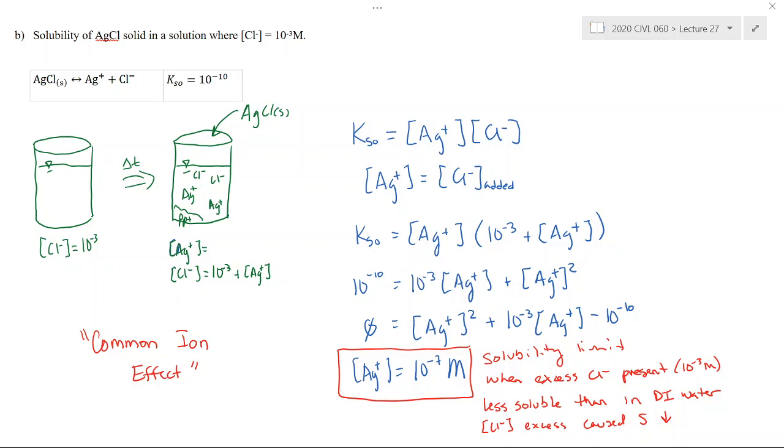And this is a handy way to precipitate out metals by adding that common ion to cause the solubility to go down and to cause more precipitation of the solid. In the next video, we'll look at solving the precipitation in a solution where the silver and the chloride are added separately.